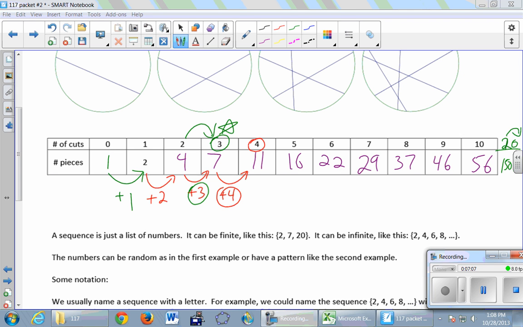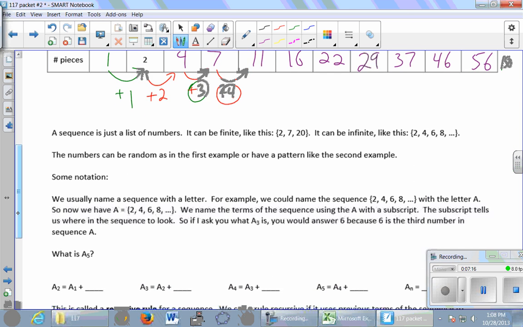Okay, so let's keep going down here, and we'll go back to Stephen, the sequence. Finite. Okay, so finite just means that there's an ending point, right? A start and an end. In this case, there's 3 numbers in this list, the sequence. Infinite means it goes forever. That dot, dot, dot contains a lot of information.